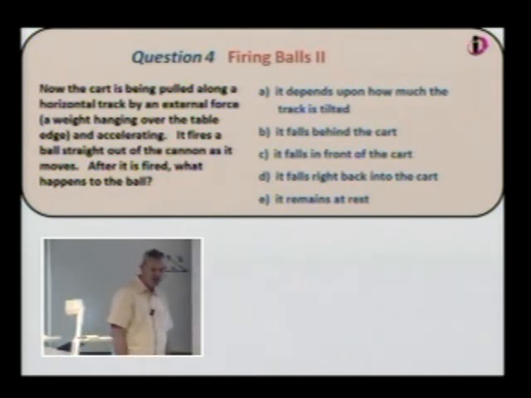Now the cart's accelerating. Depends on how much the track is tilted. They didn't say anything about the tilted track, so throw that one out. It remains at rest. It falls right back into the cart. It falls in front of the cart. It falls behind the cart. I don't know.